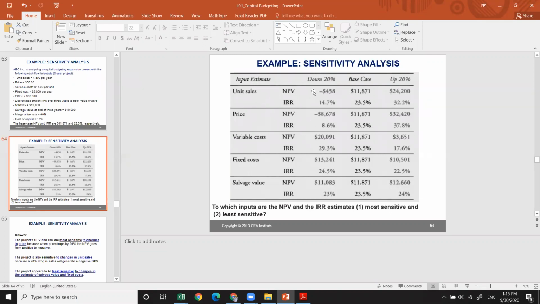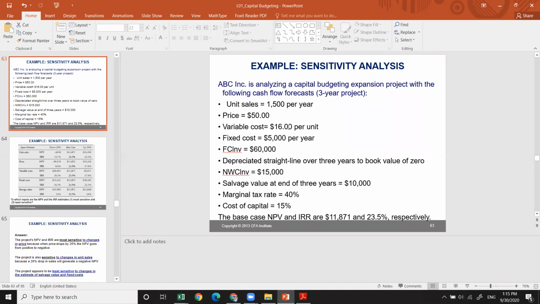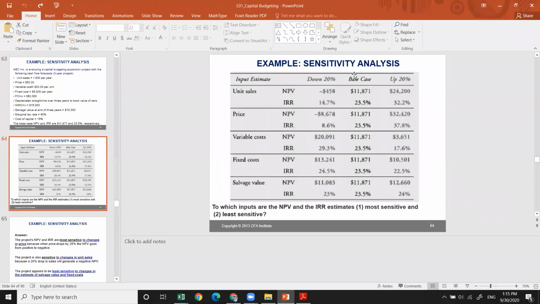So here the base case is the normal case where there are no changes. When everything is in its normal condition, then NPV is 11,000 and IRR is 23%. This is the middle part. But the upper case means, what if it increases by 20%? You increase the unit sale, the price, the variable cost, the fixed cost and the salvage value, and you see what the NPV will be in each case.